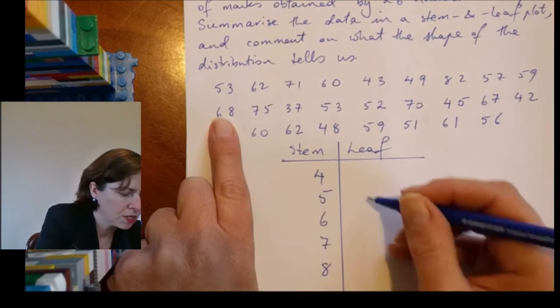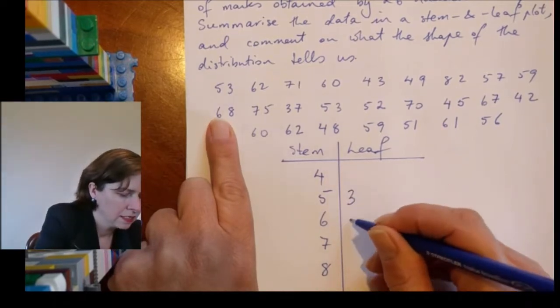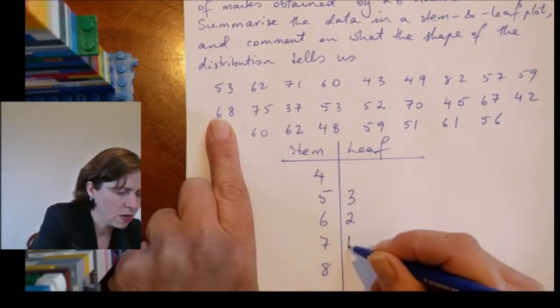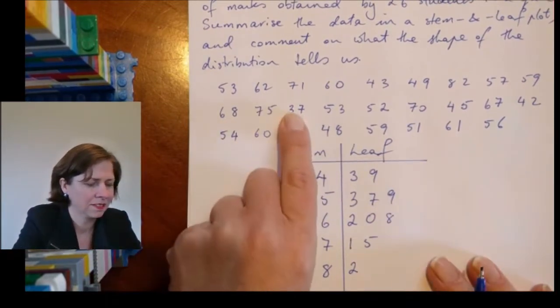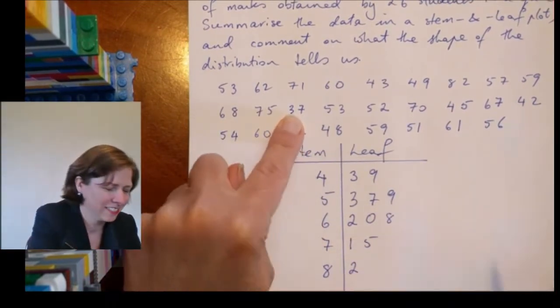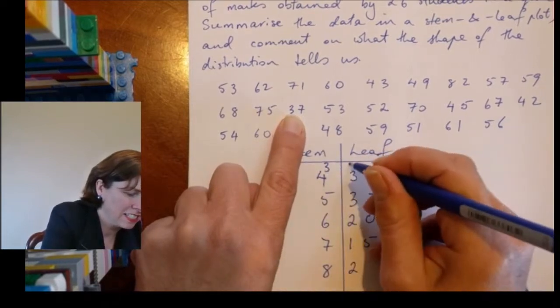So I'm going to put the numbers in: 53, 62, 71. Oh, and there's 30s. That's okay. I can squeeze it in. 37.